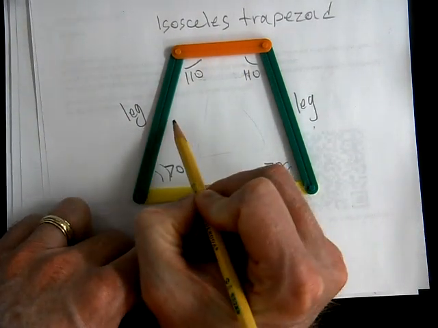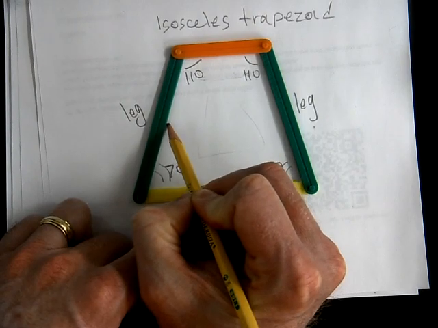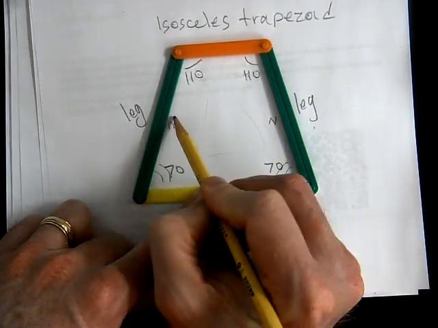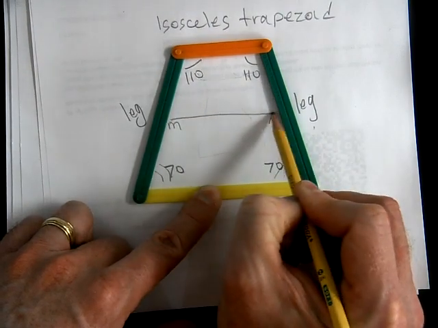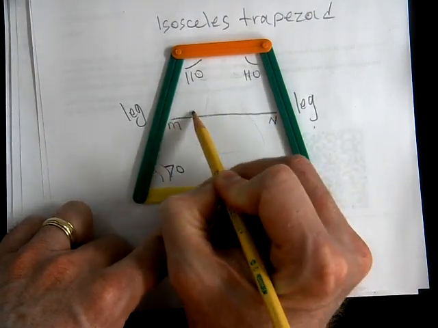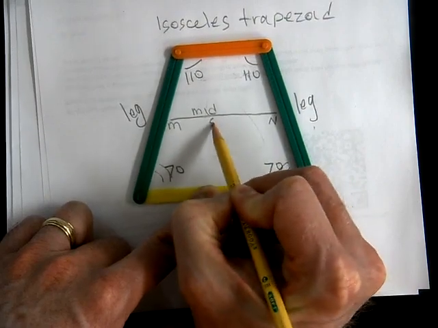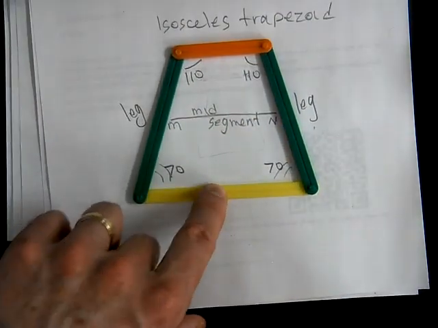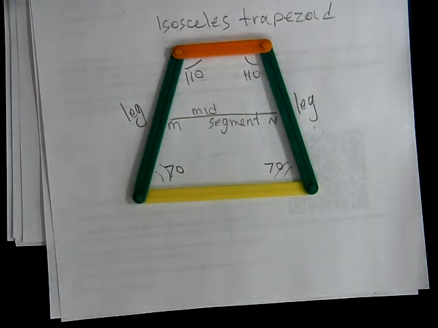Then we're going to talk about this midpoint. M is the midpoint, N is the midpoint, and we connect those midpoints together. We get what's called a mid-segment. And we're going to talk about a mid-segment also.